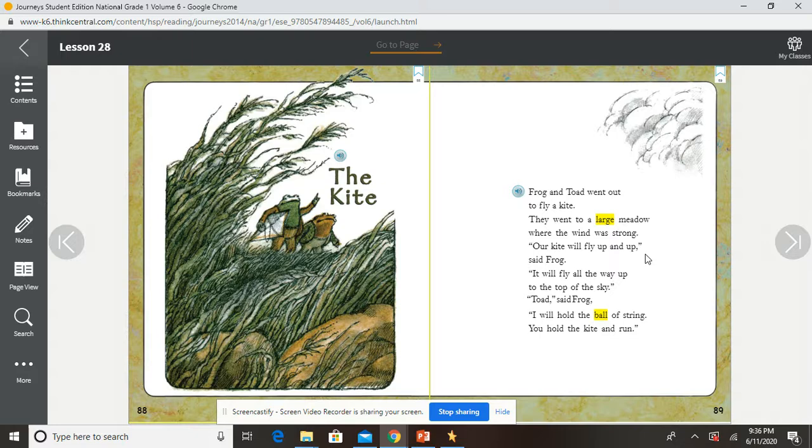Frog and Toad went out to fly a kite. They went to a large meadow where the wind was strong. Our kite will fly up and up, said Frog. It will fly all the way up to the top of the sky. Toad, said Frog, I will hold the ball of string and you hold the kite and run.